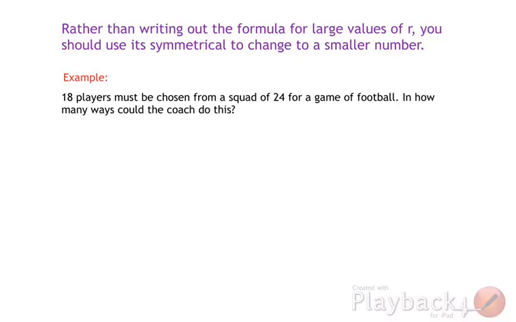Another thing you need to take into consideration is that rather than writing out the formula for large values of r, you should use symmetry to change to a smaller number. So if I want to choose 18 players from a squad of 24 for a football game, I'm trying to find 24 choose 18, but that's actually the same as 24 choose 6, because the difference between 18 and 24 is 6. So it just makes it a little bit shorter when I'm writing it out.